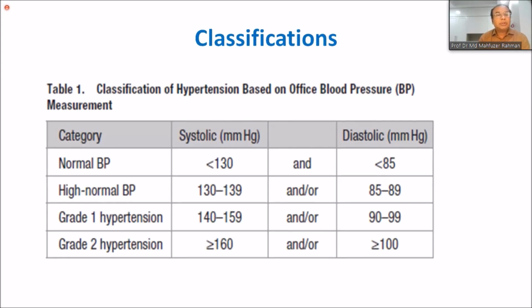And another category is the high normal, whenever the systolic blood pressure is 130 to 139 and/or diastolic 85 to 89.